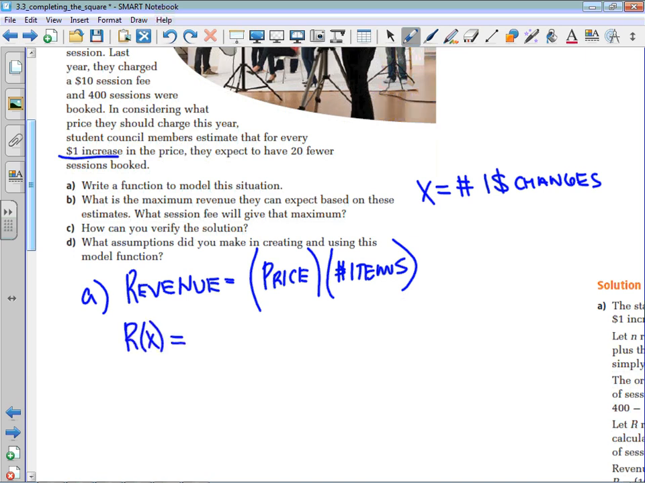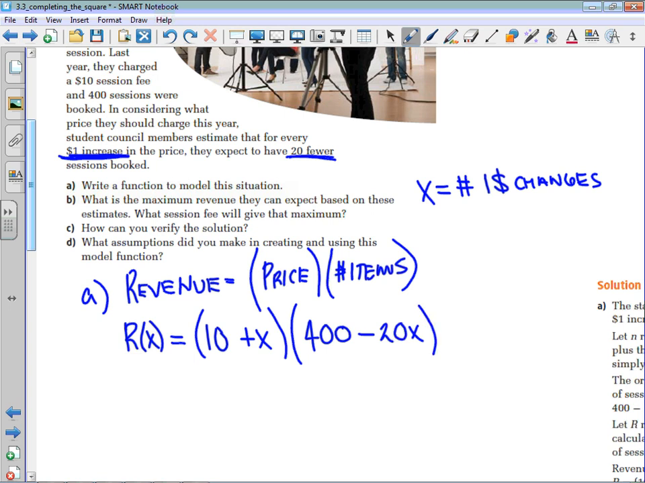So the price we charge was $10, but I'm changing it by x. So it's now going to be 10 plus x. The number of items was 400, right? 400 sessions were booked. So at $10, we would sell 400 sessions and make $4,000. But it tells us that for every $1 increase in the price, so for every x, we're going to have 20 fewer sessions booked. So if I increase the price by $1, this 400 sessions is going to be reduced by 20, and that's going to happen x times.